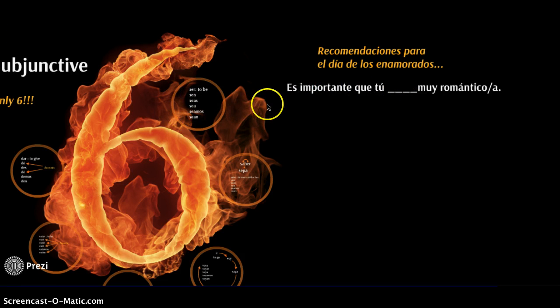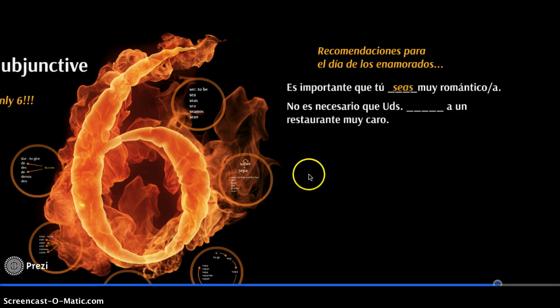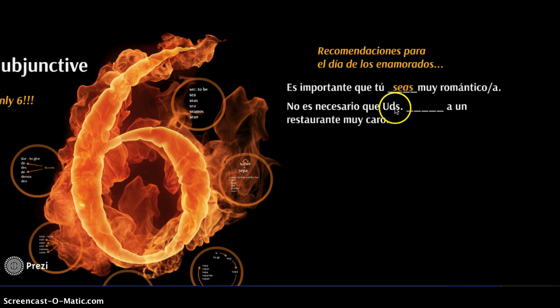So we're going to use ser, and if you see really tiny over here, tu form is seas. So there we go. Es importante que tú seas muy romántico. It's important that you be very romantic. How about this? No es necesario que ustedes something a un restaurante muy caro. It's not necessary that y'all go to a very expensive restaurant. Which one was go? Ir, right? Ir is with a V, so let's stick that in there. For ustedes, it's vayan. No es necesario que ustedes vayan a un restaurante muy caro.